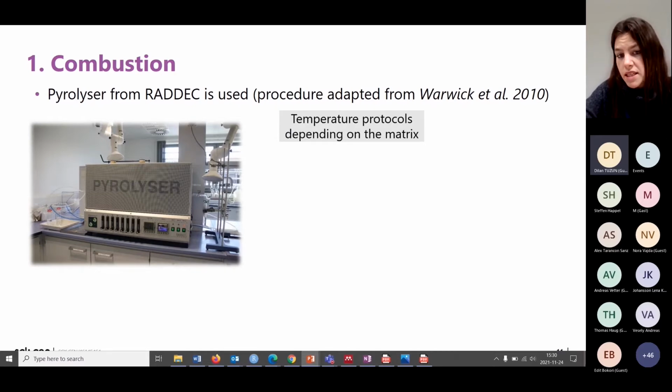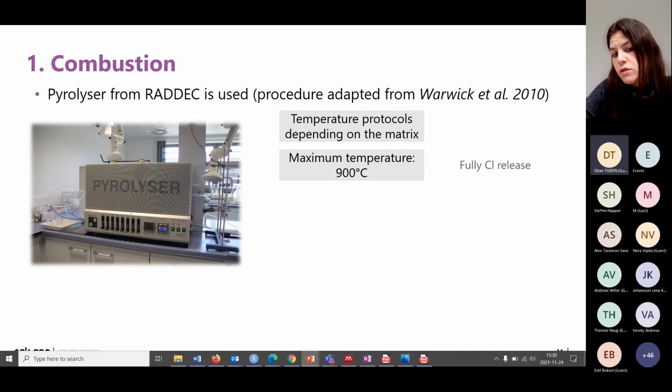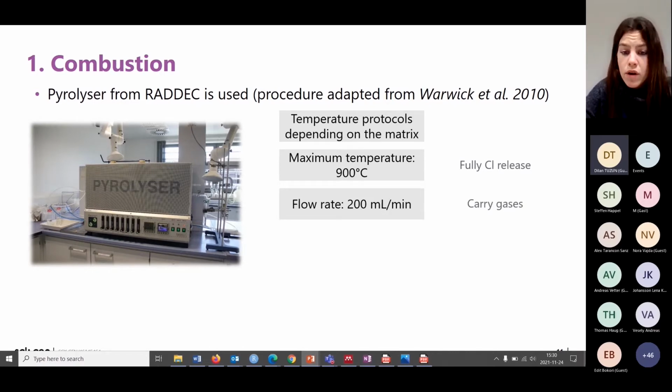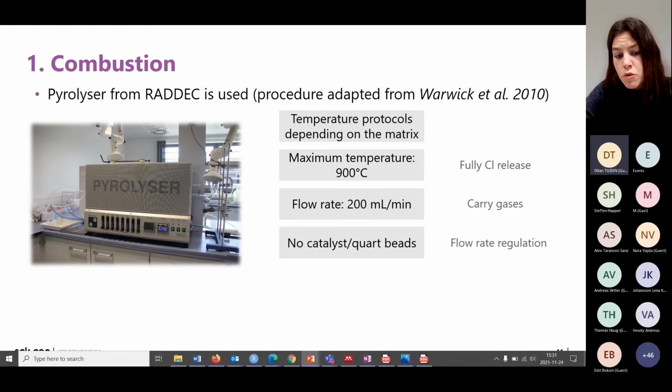Different parameters were tested, such as temperature protocols depending on the type of matrix. A maximum temperature of 900 degrees was established in order to stimulate full chlorine release. A flow rate of 200 milliliters per minute was used in order to carry all the gases and volatile elements through the tube.